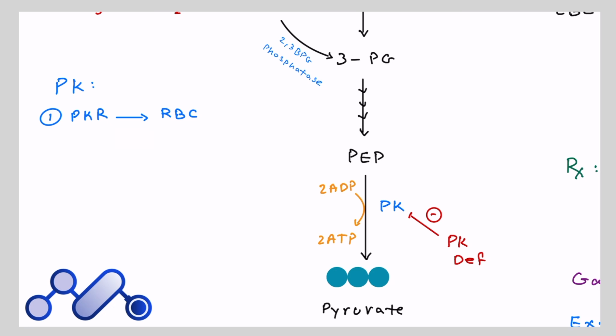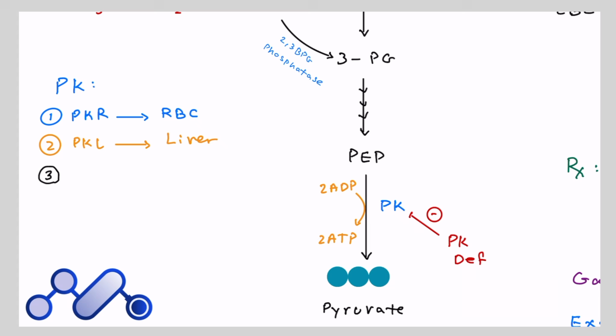There is another type which is usually present in the liver, and we call it PKL. So pyruvate kinase deficiency usually involves defects in these two enzymes. There are different other types as well. For example, we have PKM. This is in skeletal muscle. We actually have PKM1 and PKM2.